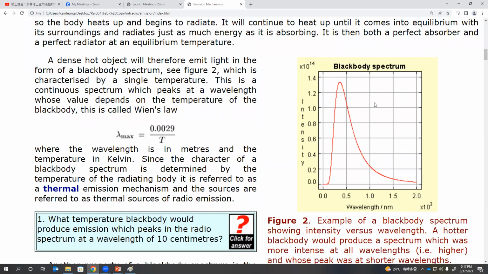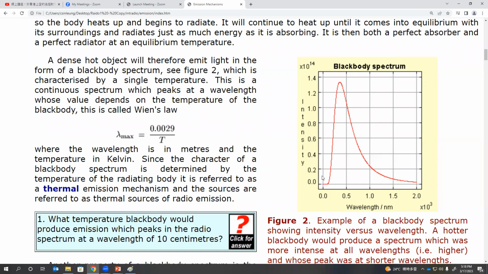You can see in this diagram the y-axis corresponds to the intensity, and the x-axis corresponds to the wavelength. And please pay attention to the unit. For the y-axis here, it goes up to 10 to the power 14, and for the x-axis, this is nanometer, times 10 to the power 3. So let's say this is 1 times 10 to the power 3 nanometer. Is it clear, the unit and the corresponding number? All right, and this is the so-called blackbody spectrum.